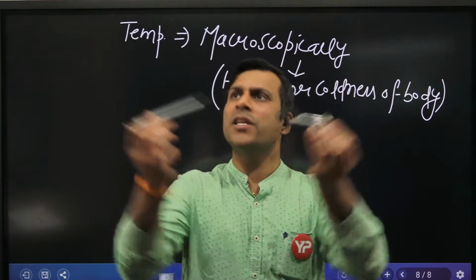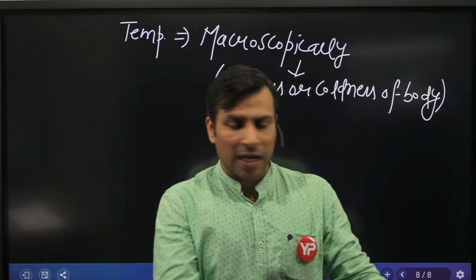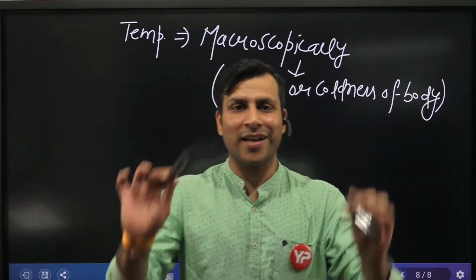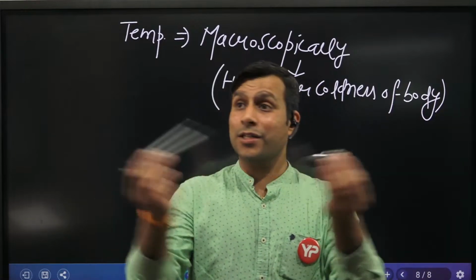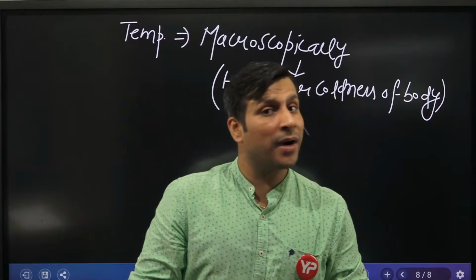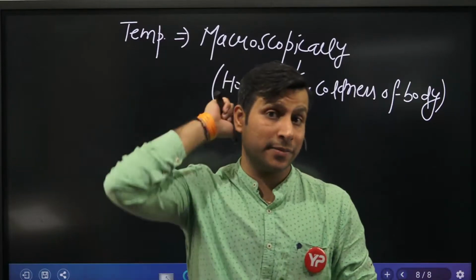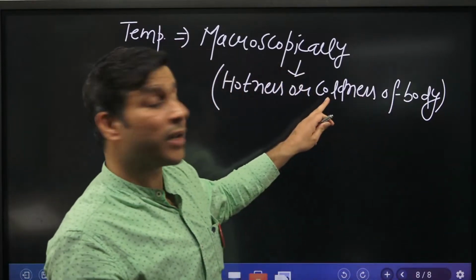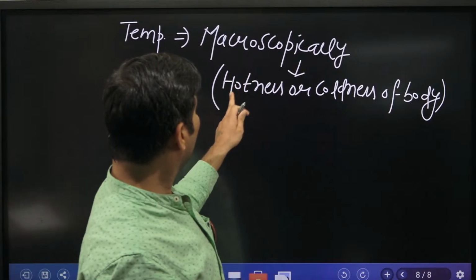Why? Because these two bodies are in the same environment. They have been placed here for the last 2-3 days, so they are in equilibrium condition. Their temperature is very close to the atmospheric temperature. Their temperature is the same, but their hotness or coldness is different. That's why this definition is not right: temperature is a measure of hotness or coldness.